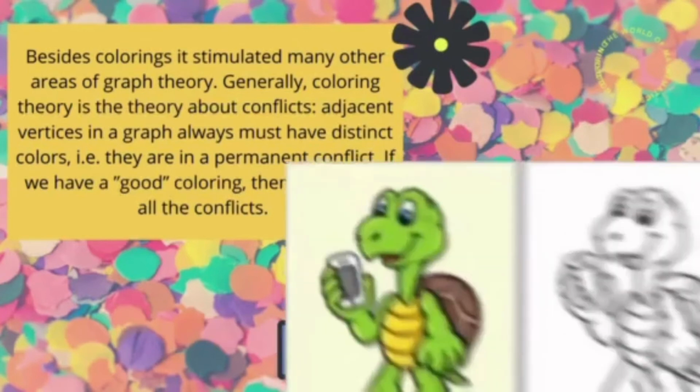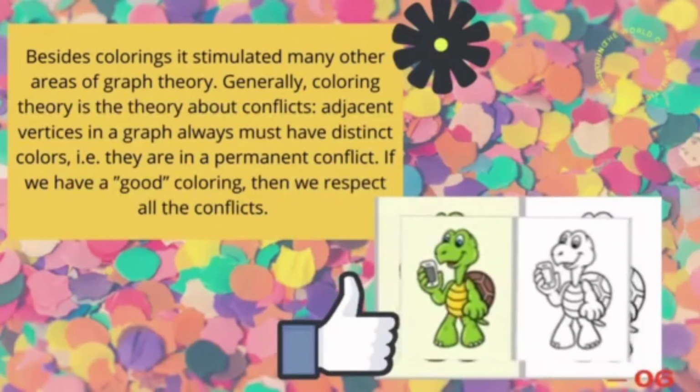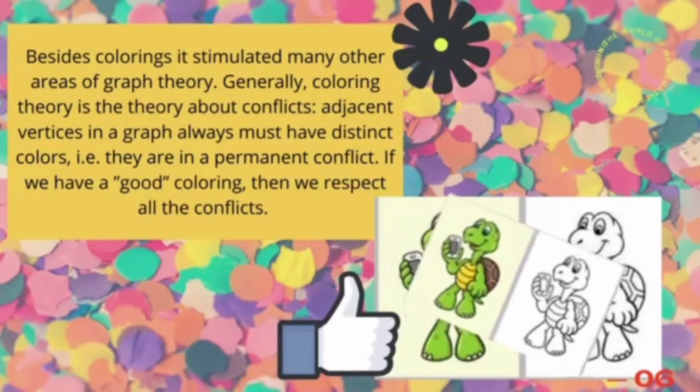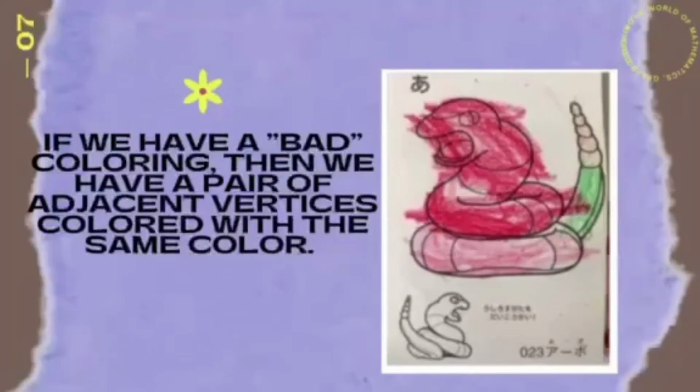As you can see below, this is a good coloring because each vertex or layer of the drawing is properly and distinctively colored. If we have a bad coloring, then we have a pair of adjacent vertices colored with the same color. So what you can see, the snake was colored with each vertex the same color.